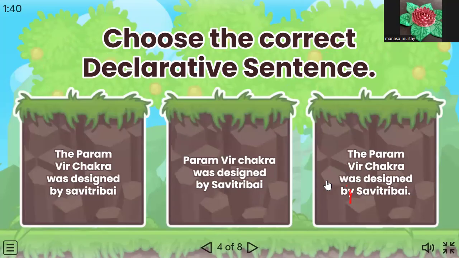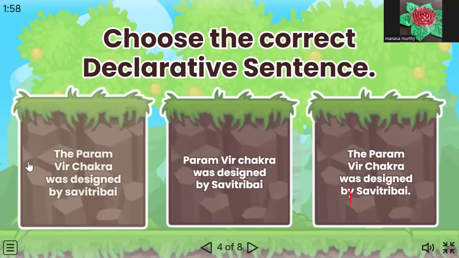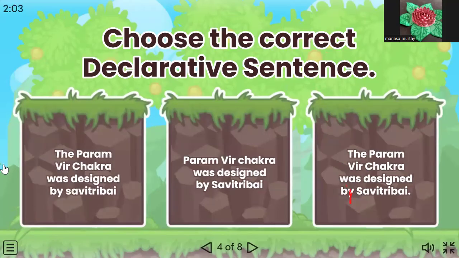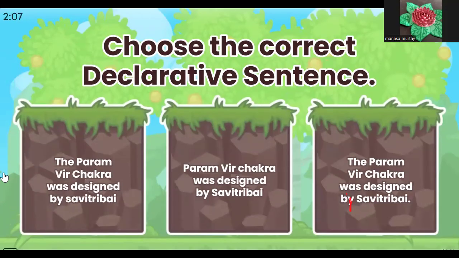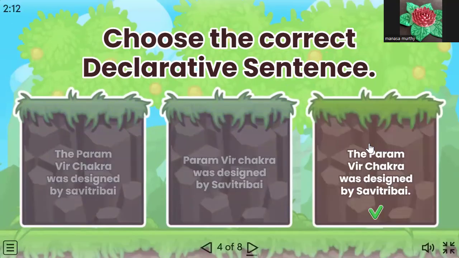Choose the correct declarative sentence. The Param Vir Chakra was designed by Savitri Bai. It is written in 3 different forms. See the third one? Correct. The answer that you chose was perfectly right.